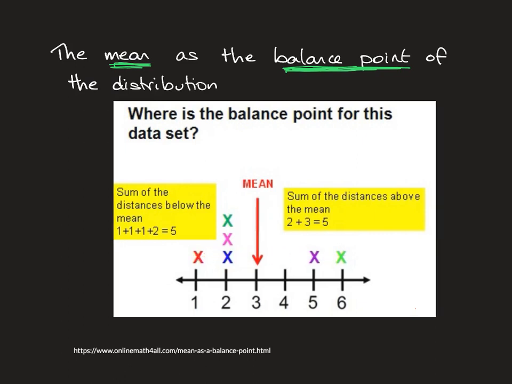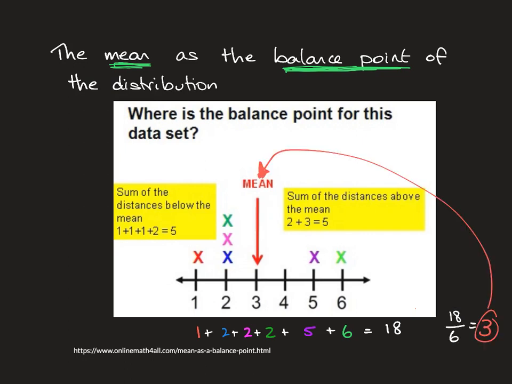And if we calculated it the old-fashioned way, by adding all of these values together and dividing by how many there are, guess what we get? We get the same answer as our balancing point. So let's have a play with that.